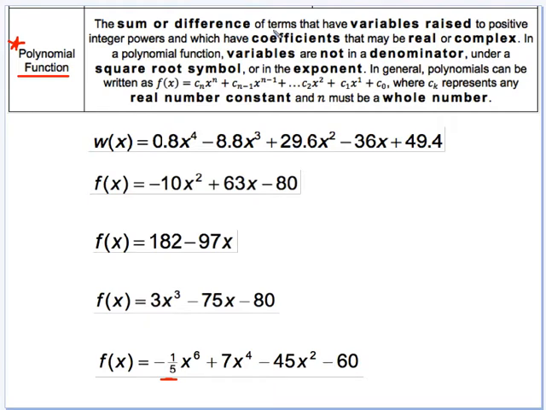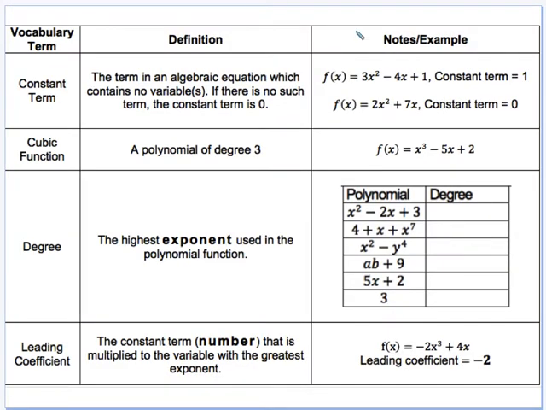Okay, let's move on to some of our other vocabulary terms. Your constant term is the term in an algebraic equation which contains no variables, absolutely no variables. Essentially that's where your x is raised to the 0 power. And that's why it's called a constant term, because the x does not affect it at all.